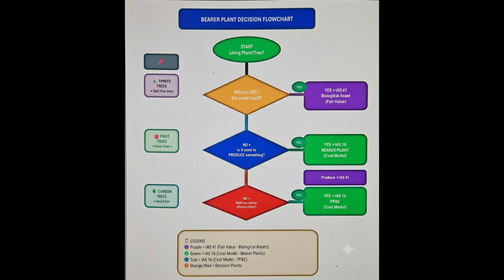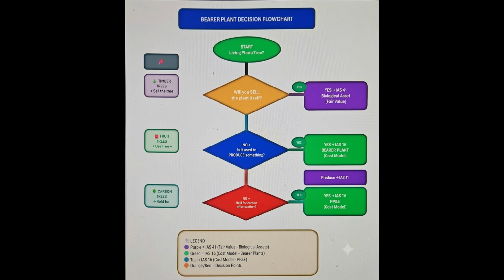If the answer is no, which means you aren't selling the tree itself, you need to move down to the blue diamond. Is it used to produce something? Think about a fruit tree or vineyard. You don't chop down the apple tree. You keep it alive year after year to harvest the apples. If the answer here is yes, congratulations, you have a bearer plant.